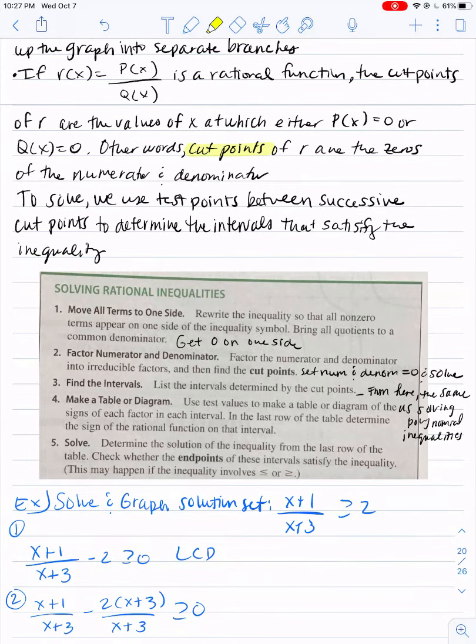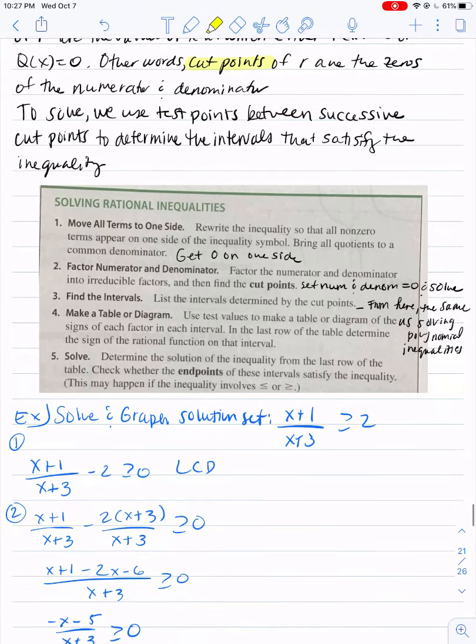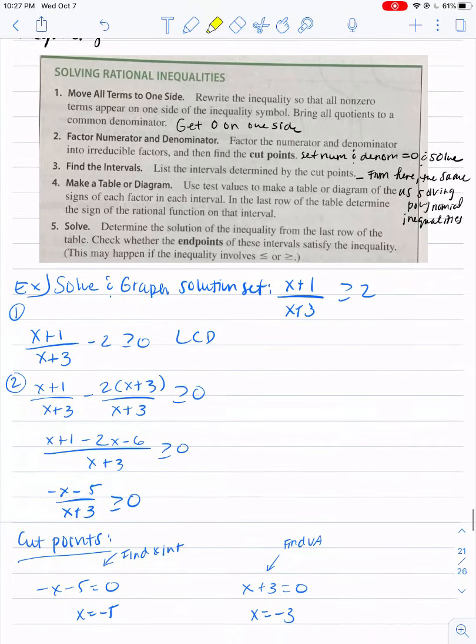If r of x equals p of x over q of x is a rational function, we have cut points of r, which are the values of x at which either p of x equals 0 or q of x equals 0. In other words, our cut points of r are the zeros of the numerator and the denominator. To solve, we use test points between successive cut points to determine the intervals that satisfy the inequality.